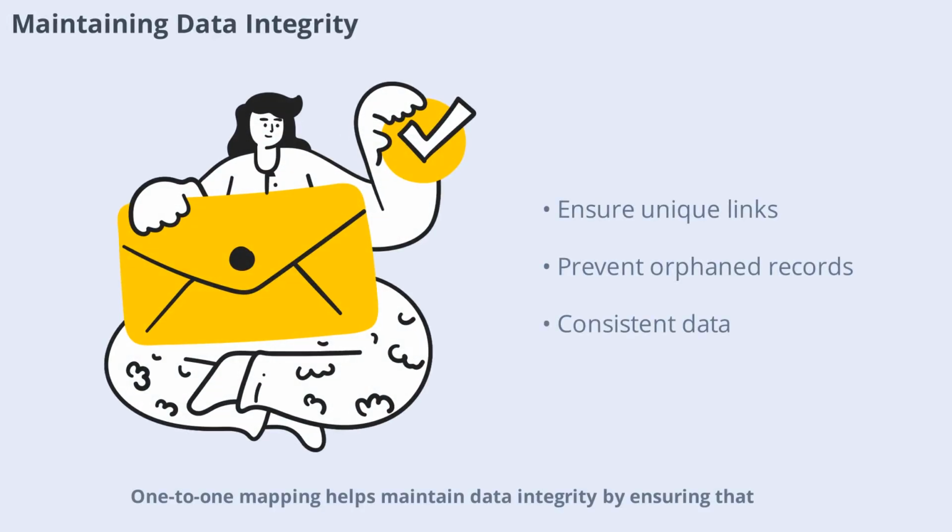One-to-one mapping helps maintain data integrity by ensuring that each user is always linked to a unique profile. The foreign key constraint prevents orphan records and keeps your data consistent. This reliability is critical for applications that require strict data relationships.